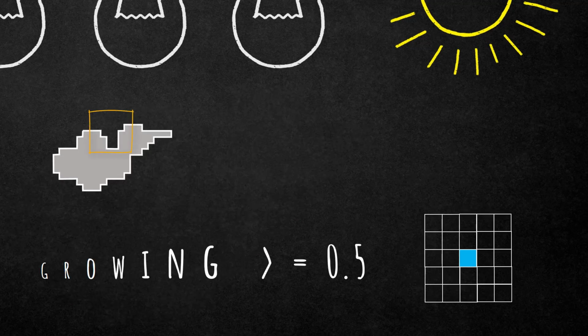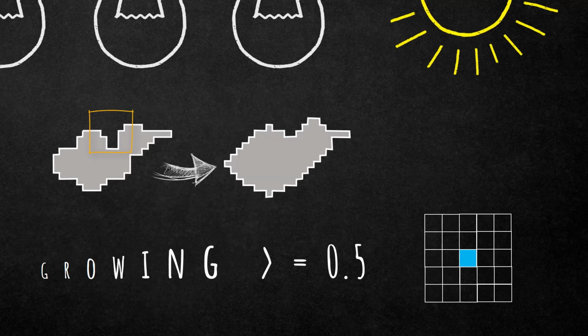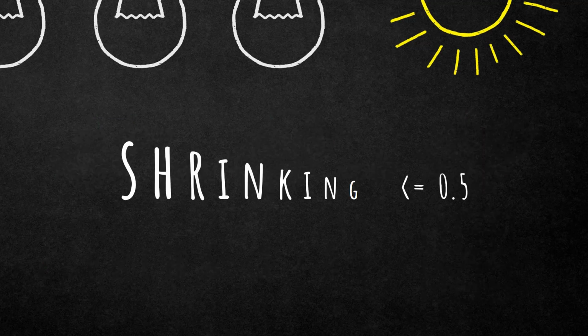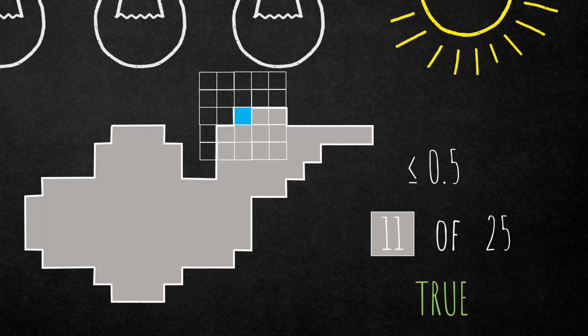Here you see the evolution of the object, so it's growing actually. Using these settings, a very nice side effect is that you're closing these narrow gaps that you have. So the object is becoming more compact when setting growing to larger than 0.5. Now we're going to have a look at shrinking, and we're going to do the opposite. We're going to set it to smaller or equal to 0.5.